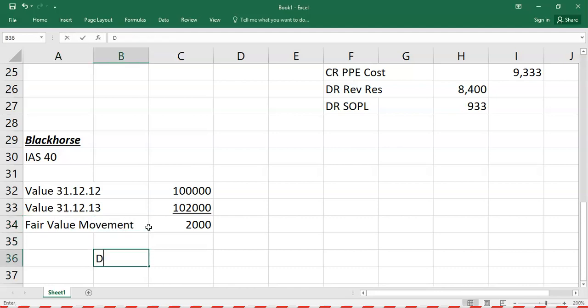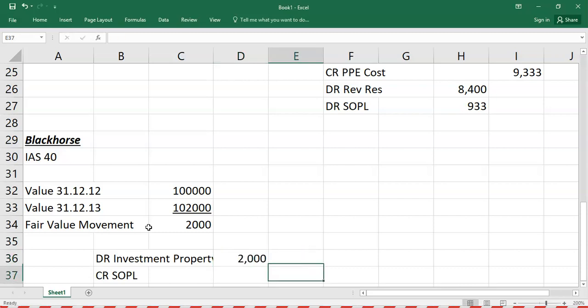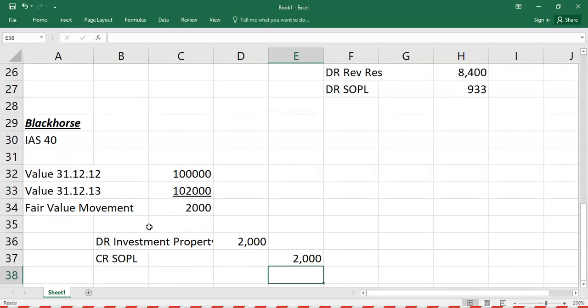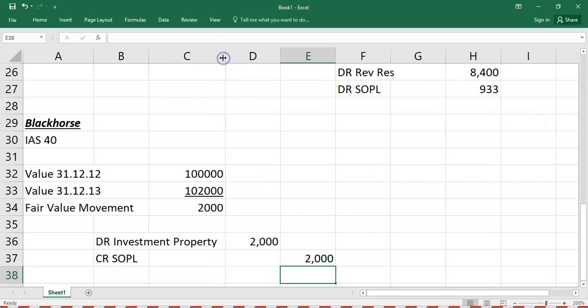So the simple entry there is debit investment property and credit SOPL. 2,000, 2,000. So the fair value model is a lot more straightforward than the cost model. So it's just important you read the question carefully. What was the actual depreciation policy? Make sure you're reading it carefully, because a lot of students skim through it and assume it's one model when it actually could be the opposite.